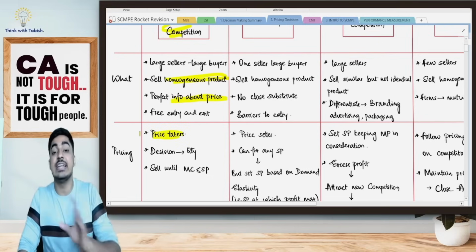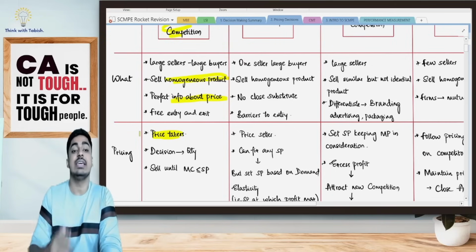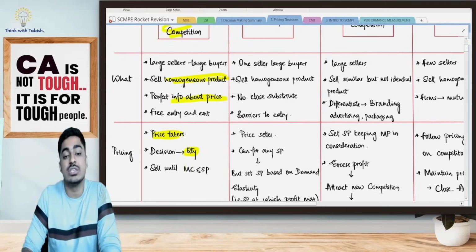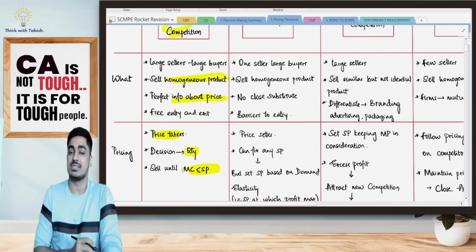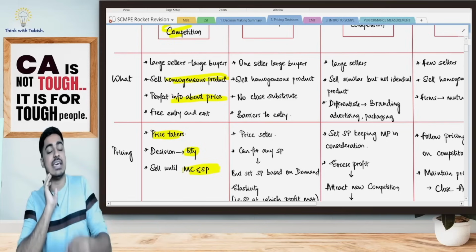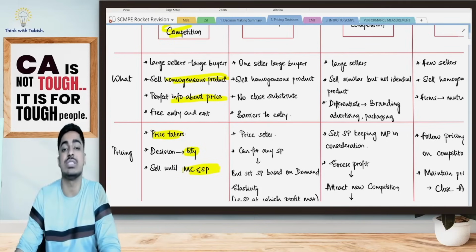Now, pricing in case of perfect competition: the firm is just a price taker. They do not have any discretion in setting the selling price. The only decision we can take is about how much quantity we should be selling. You should continue selling so long as your marginal cost is less than or equal to your selling price. Suppose vegetable market, I cannot set whatever selling price I want. The only decision I can take is, should I sell it or not? Continue selling so long as your marginal cost is lower than your selling price.